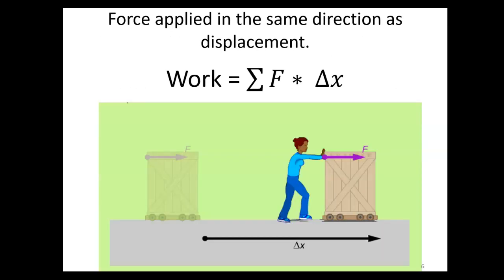So if we have a situation like this woman who is pushing a crate, maybe across a warehouse, we are given the force and we're given the displacement of the crate, and so work is happening in this picture. The crate has moved or is moving, and so its energy has changed. This woman has done work to transfer energy to this crate. And the work is equal to the net force that she's applying times the displacement.